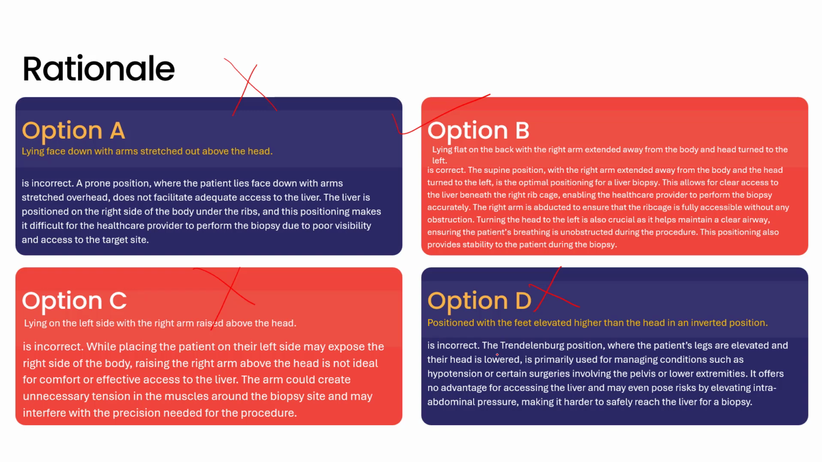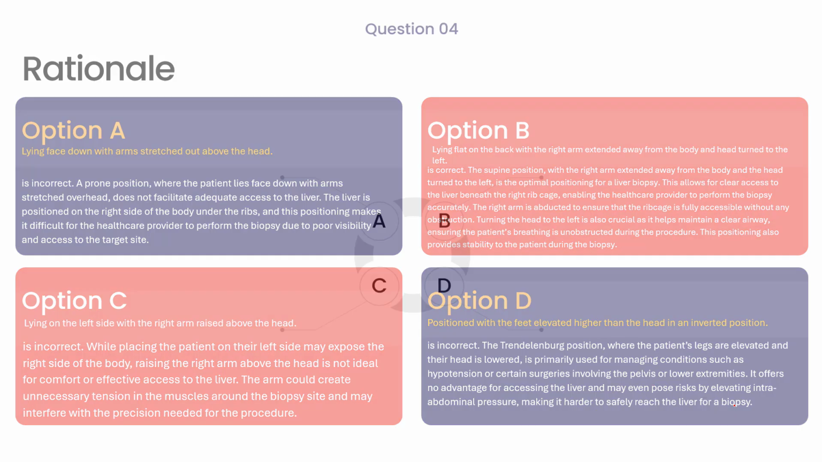The Trendelenburg position, where the patient's legs are elevated and their head is lowered, is primarily used for managing conditions such as hypotension or certain surgeries involving the pelvis or lower extremities. It offers no advantage for accessing the liver and may even pose risks by elevating intra-abdominal pressure, making it harder to safely reach the liver for a biopsy. Let's proceed to the next question.